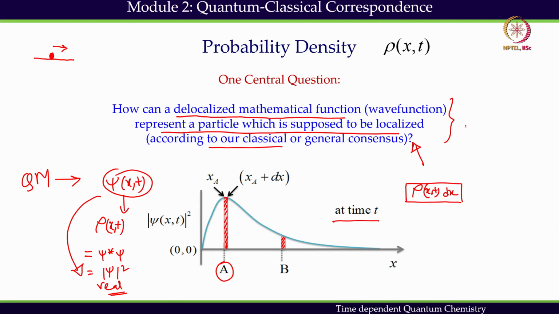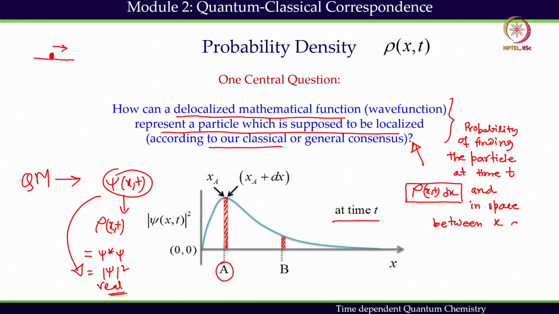So, this is something which I should write down. This is called the probability of finding the particle at time t and in space between x and x plus dx interval. This is giving me the probability of finding the particle at time t in the space between x and x plus dx interval. That is the probability of finding the particle, and this is nothing but the area.